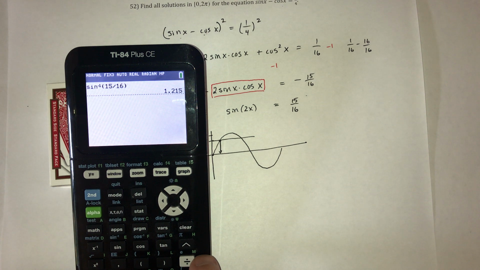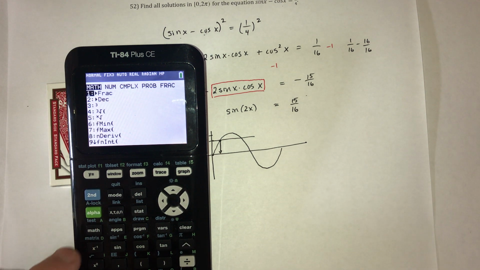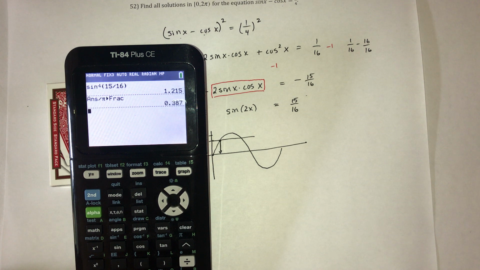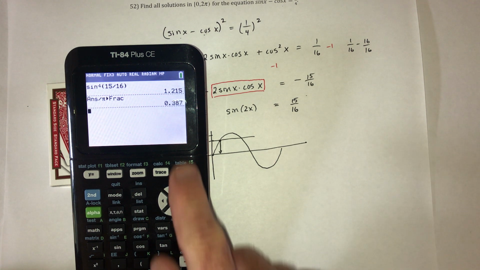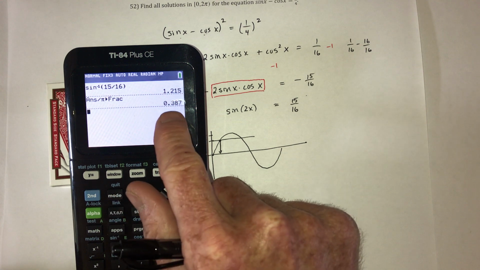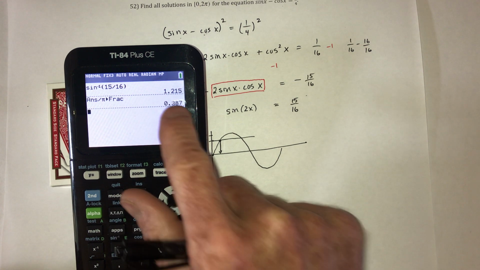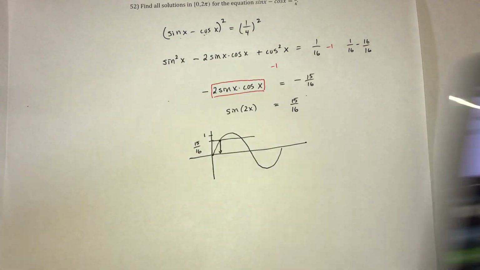1.215. And then I could try to see if that is pi over something, although I'm skeptical. Divided by pi, and ask the calculator what fraction that is. And it says that it's not a fraction, it's only a decimal. So this did not work, so we can't use the 0.387. So we're just going to have to work with the answer, 1.215.